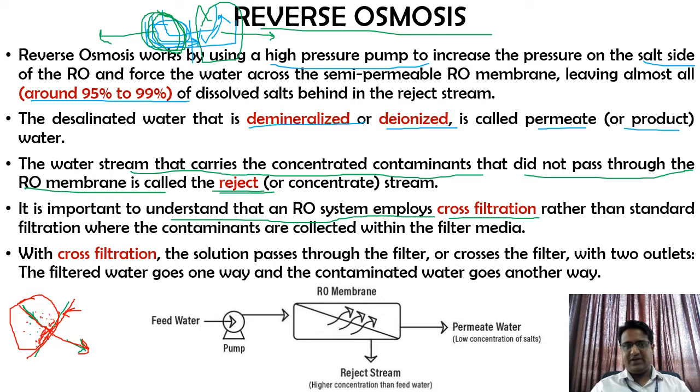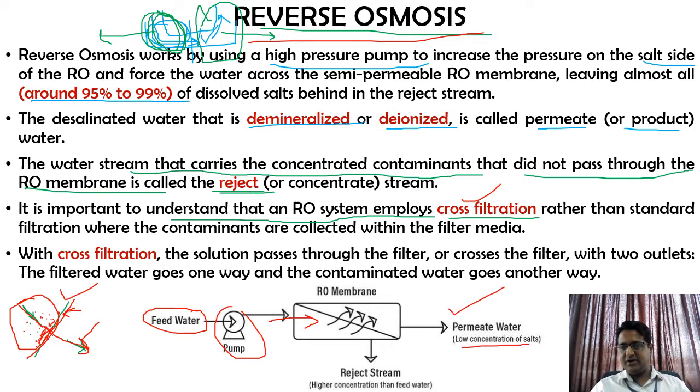Whereas in reverse osmosis, it is not this conventional filtration which is happening, it is cross filtration. So what do you mean by cross filtration? You can check out here, we have feed water, then we have a pump, and here I have two outlets, instead of a single outlet like in a standard conventional filtration. The first one is the permeate water, which is nothing but your filtered water. In simple terms, you can call that filtered water.